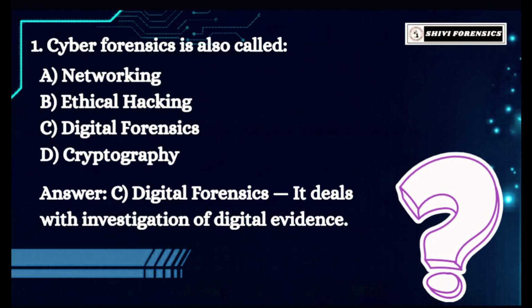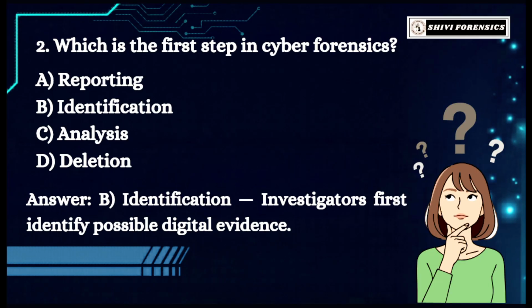Now let's understand the MCQs one by one with detailed explanations. So our first question is, cyber forensics is also called as option A, networking, option B, ethical hacking, option C, digital forensics, option D, cryptography. So the correct answer for this question is option C, digital forensics, because cyber forensics and digital forensics are essentially the same field. It involves investigating digital devices and recovering evidence related to cybercrimes, fraud, hacking incidents, data theft, and other digital offenses.